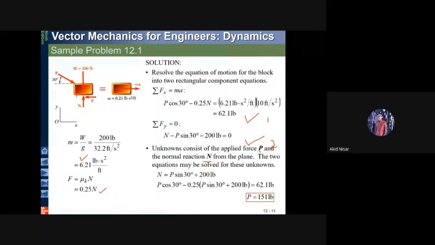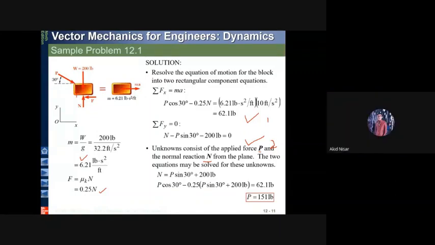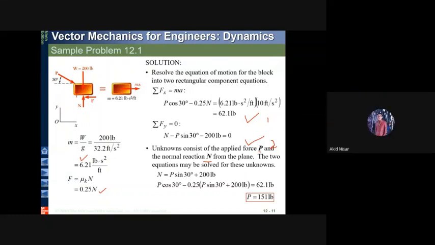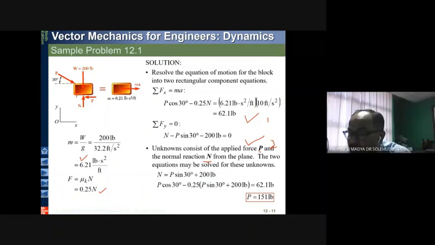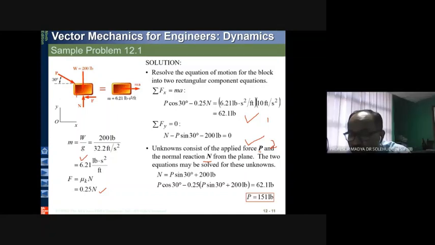Sorry sir, I have a question. If let's say the question gave two frictions, one is the friction of the block, and the other is the friction of the plane. Which one should be used?